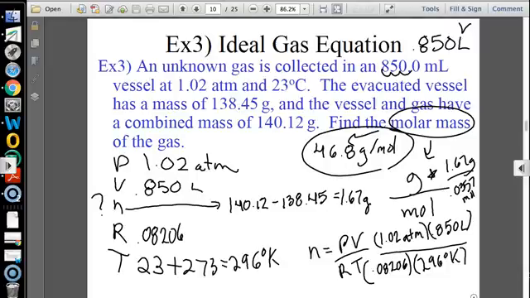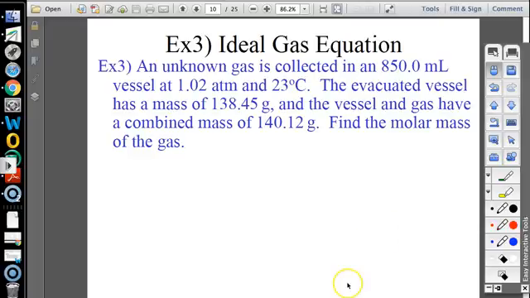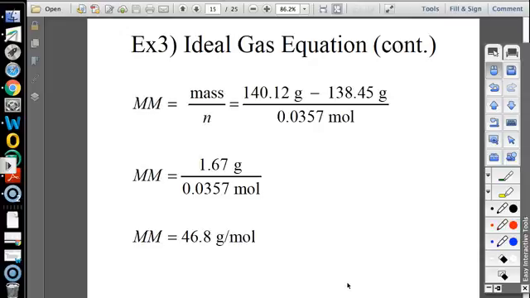And then I got 46.8. Did y'all get that? Yeah. All right. I didn't go through this morning. So there's their moles. Yep, good. I didn't do it this morning, so I was hoping it would be okay.